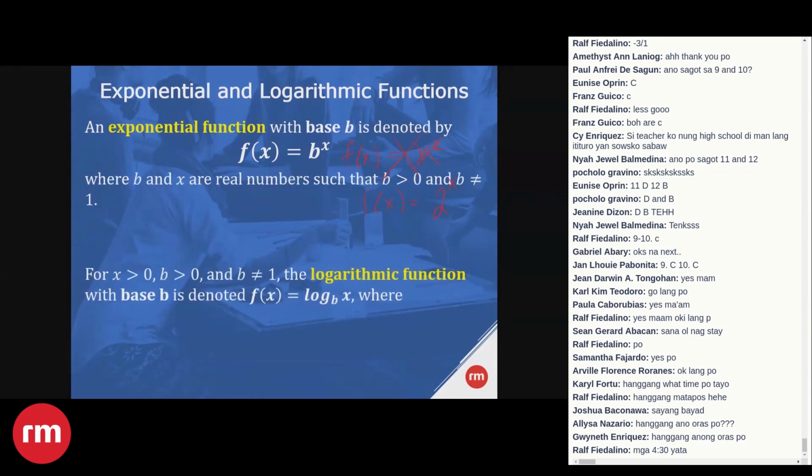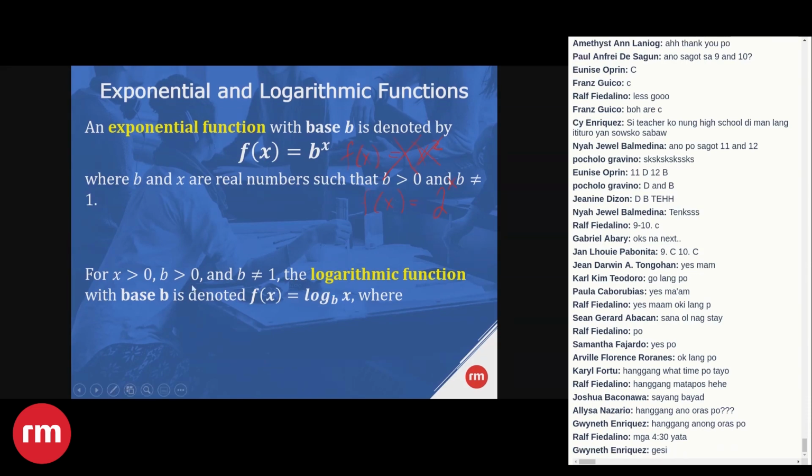Okay, so b and x are real numbers. The base should be greater than 0, and it should not be equal to 1. Kasi kapag si b ay naging equal to 1, for any value of x, the answer is 1. So, yun ay constant function na, hindi na yun magiging exponential. So, again ha, yun yung reason kung bakit we can't have the base to be 1. Because if the base is 1, the function value will always be positive 1 for any value of x. So, in that case, kapag the function value is 1, it will become a constant function.